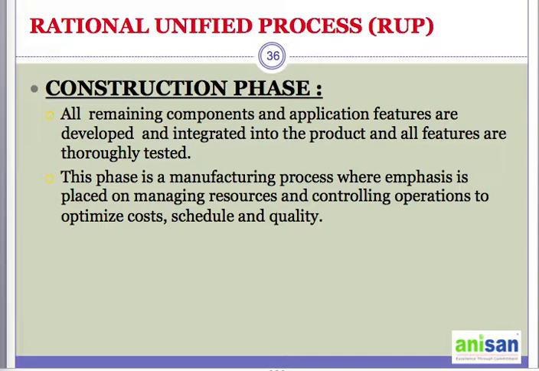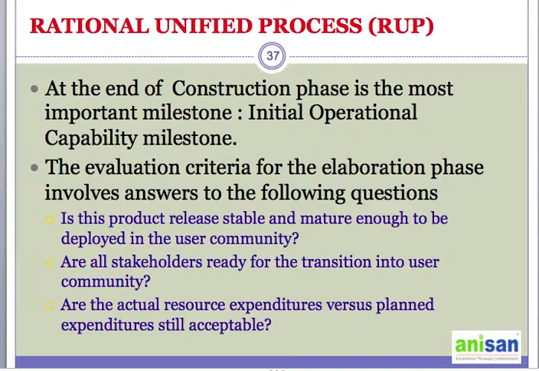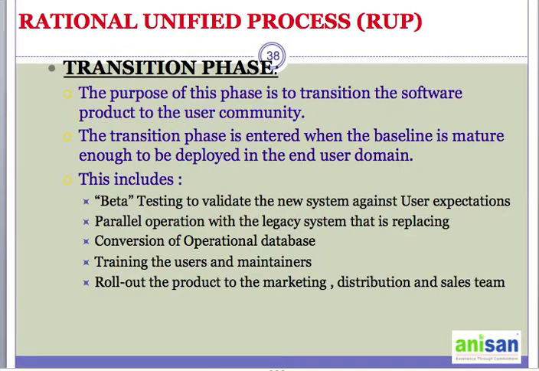Now the next phase we are talking about is, okay, I'm sorry, this one. At this stage we have to check the end of the phase. Is the product really stable and mature enough to be deployed in the user community? If yes, we transition. Are all the stakeholders ready for the transition into the user community? Again, I just talked about this. And is the actual resource expenditure versus planned expenditure still acceptable? Then next goes to the transition.